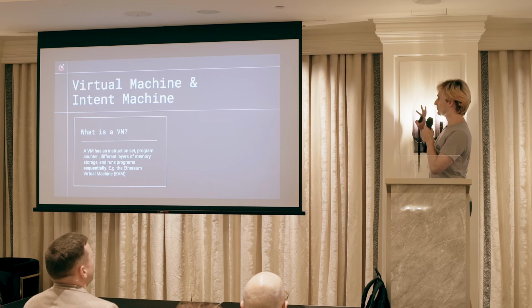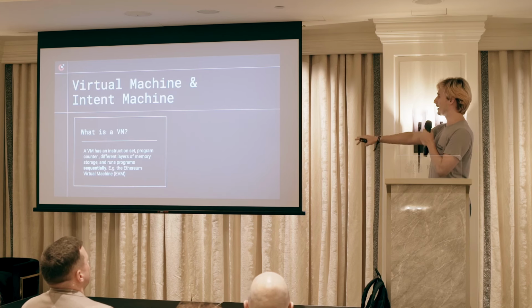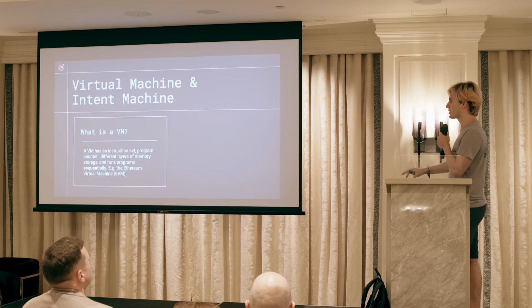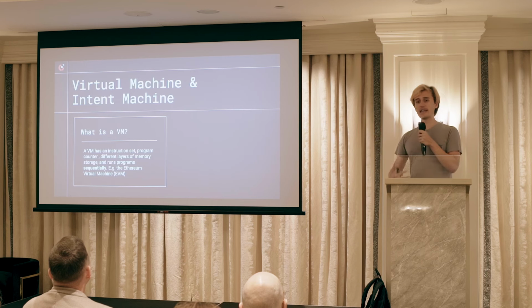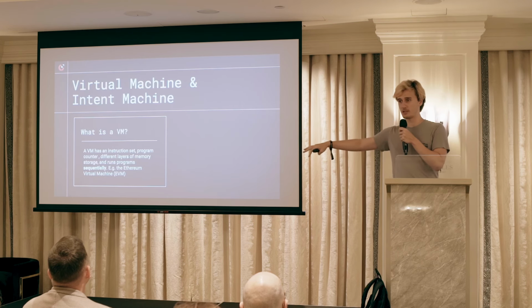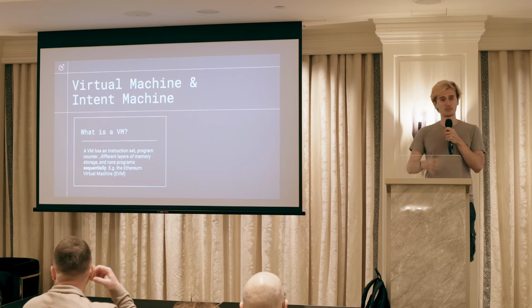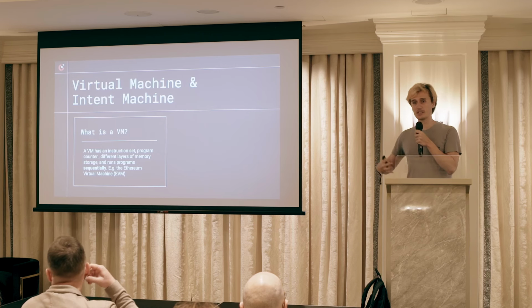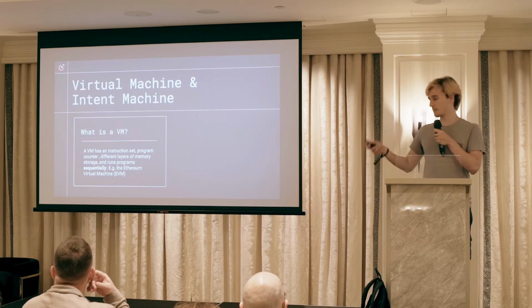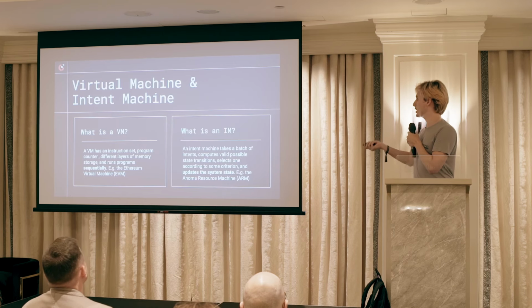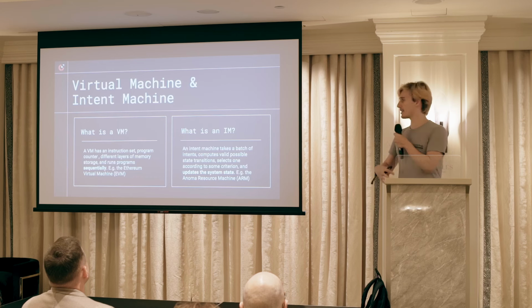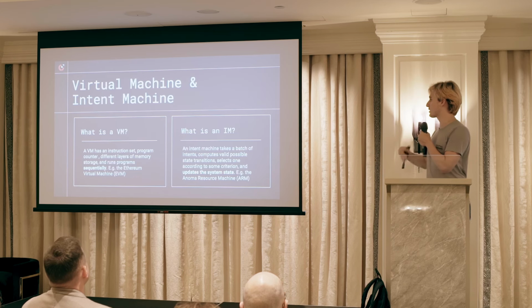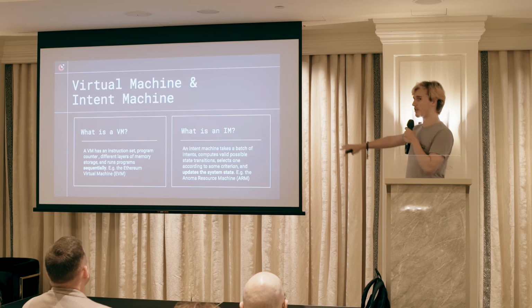Interesting. So just briefly, what is a virtual machine? Well, a virtual machine has some specific instruction set, has a program counter, has different layers of memory storage, and it generally runs programs sequentially. The best example we have is the Ethereum virtual machine, but also the Solana virtual machine. These are all examples of fundamental virtual machines that do some amount of compute. On the other hand, an intent machine takes a batch of intents, computes valid possible state transitions, and then selects one of those according to some criterion to update the system state. We don't have those yet.